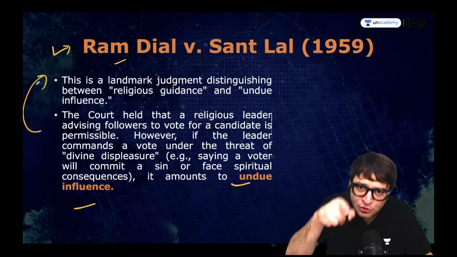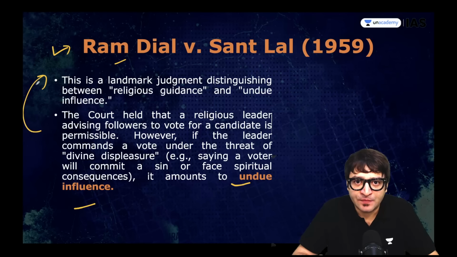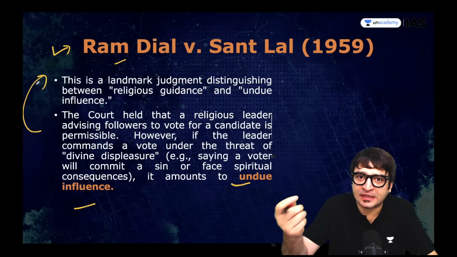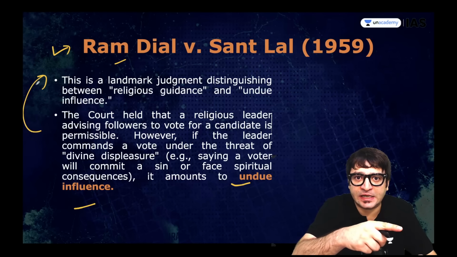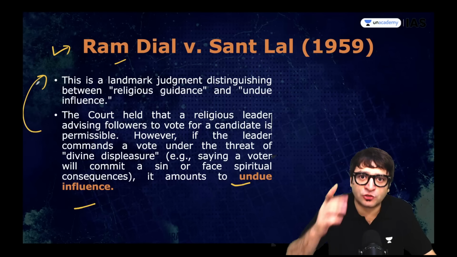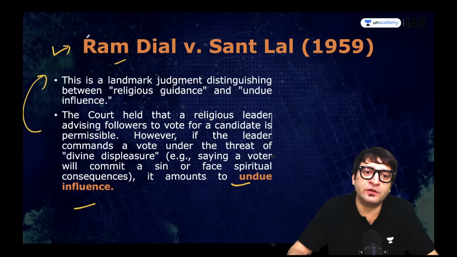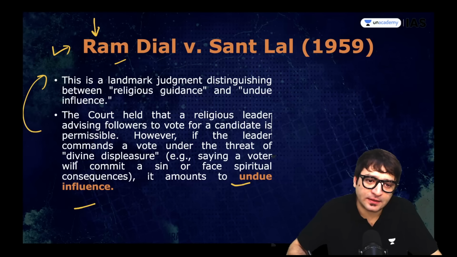And since undue influence was exerted in this case, when the religious leader of the Namdari sect urged his followers that you should vote for this candidate, otherwise there will be wrath of God, otherwise you will face consequences, because it's a sin not to vote for him. This is undue influence, and as such, you will be disqualified. That's number one.